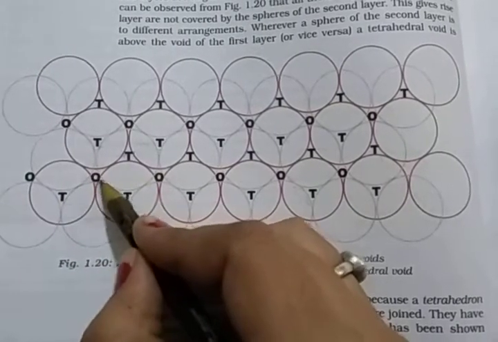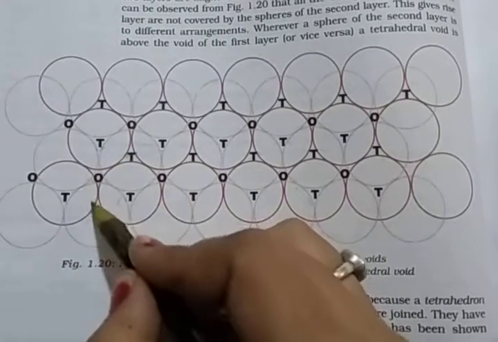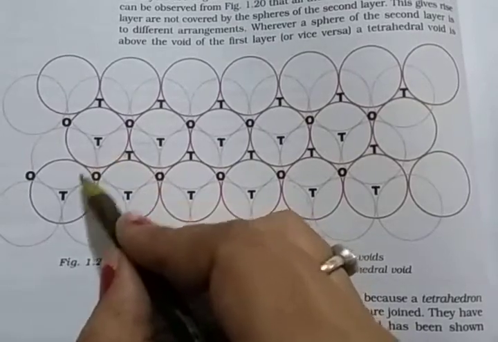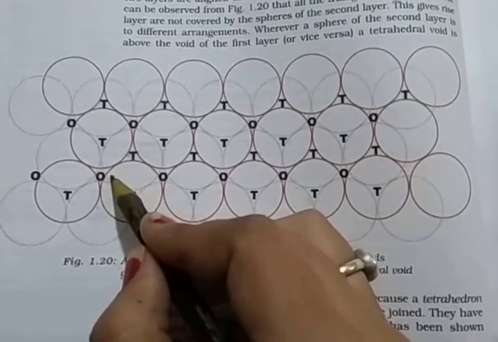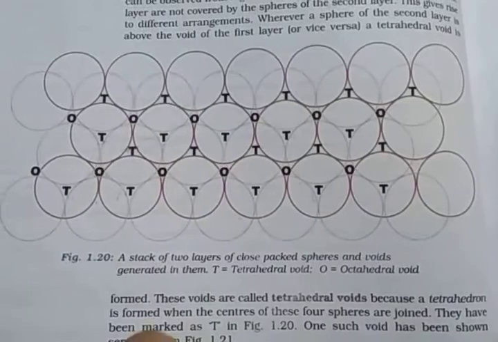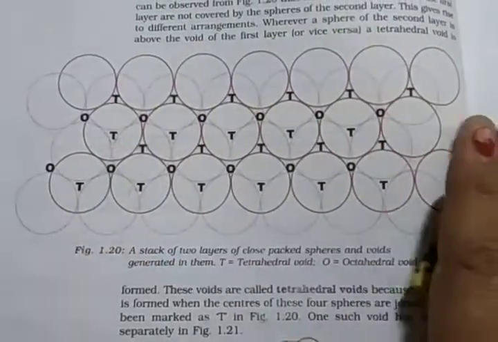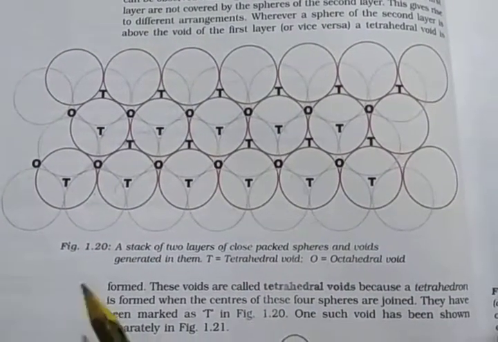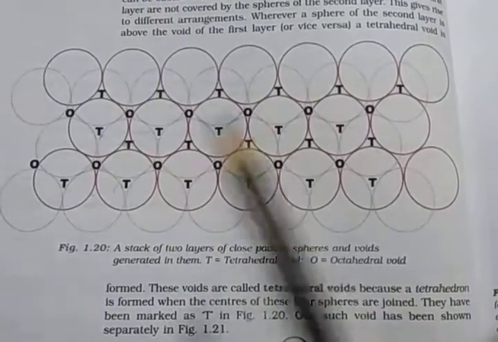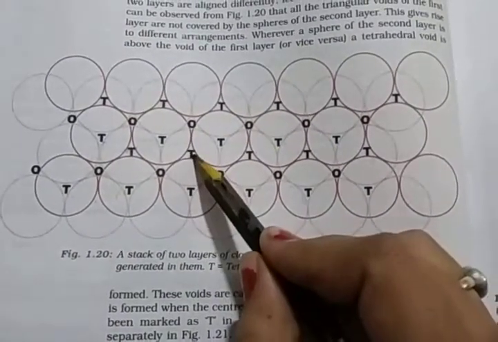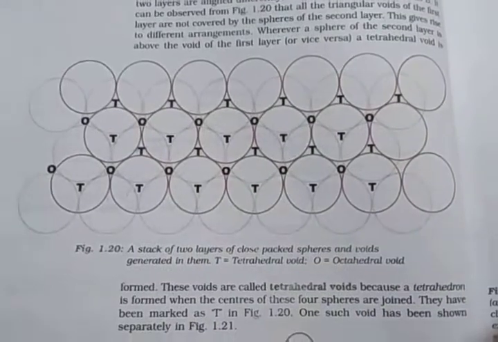Here you see this void. Downside 1, 2, 3 and then upper side also 1, 2, 3. So covered by 6 spheres, so it is an octahedral. Okay, so stacks of the 2 layers of the close packed sphere and voids generated in them. So T is tetrahedral voids and then O is octahedral voids.